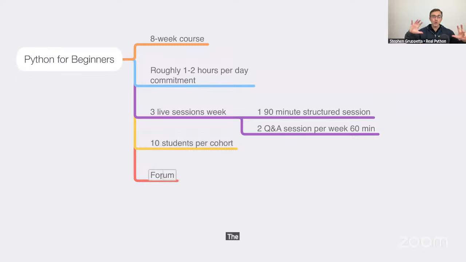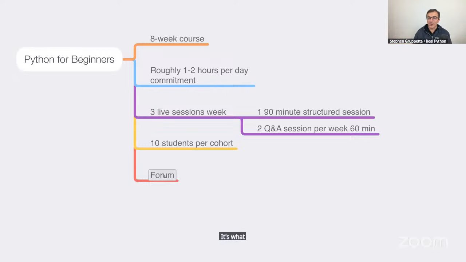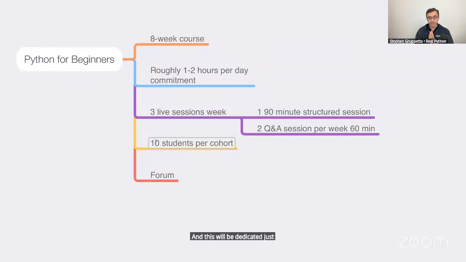Now, the glue that binds everything together, the way I see it, is the forum. It says there, right? It's a forum specifically for this course. So there will be the 20 students, 10, and myself, and maybe some of my colleagues. And this will be dedicated just for the course. So everyone on the forum is going through the material at the same time. And the idea of the forum is that it's a place where the discussion can carry on 24/7.